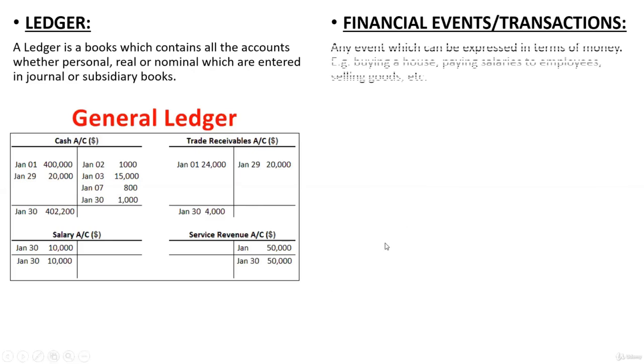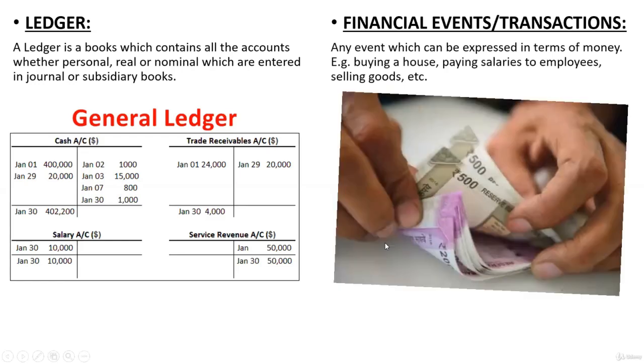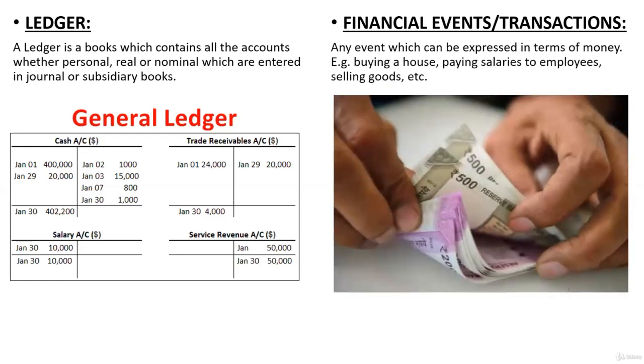Now the next is financial events or transactions. Any activity in your business that can be expressed or defined in terms of money is known as a financial event, or we can say a financial transaction. For example, our company sold goods for rupees 20,000. Can this transaction be recorded in the books of accounts? Yes, we can record this transaction as it can be expressed in terms of money. So this is a financial event.